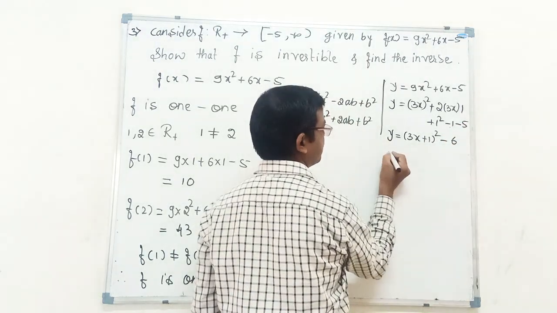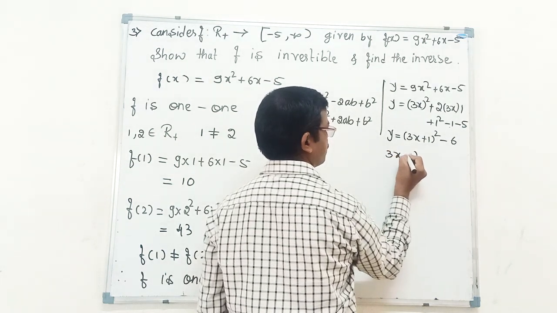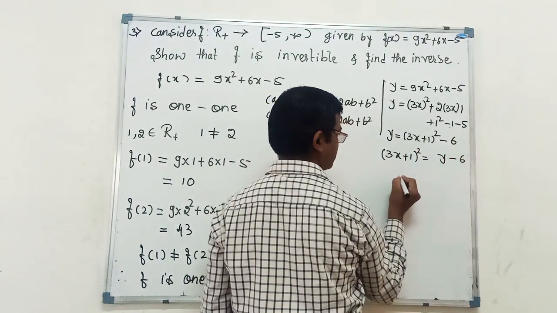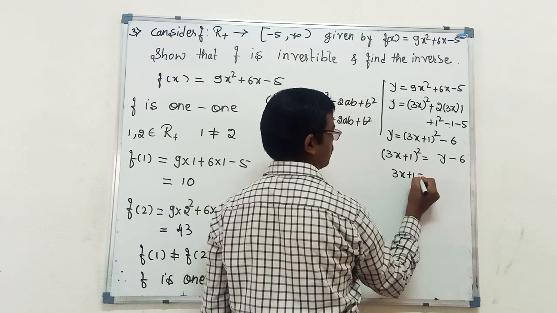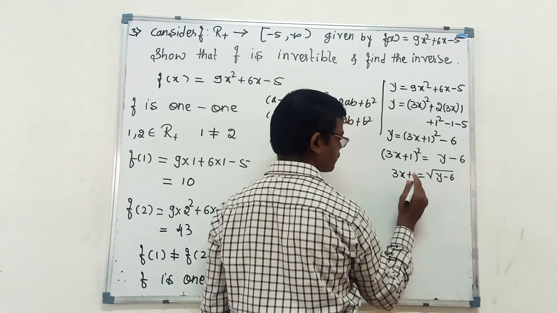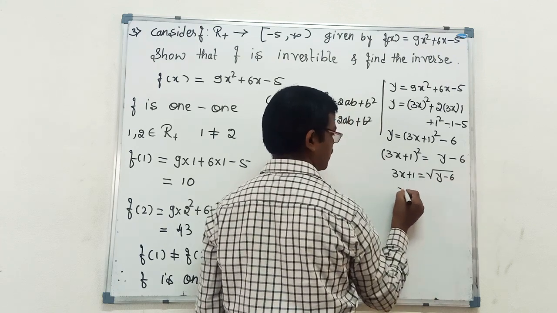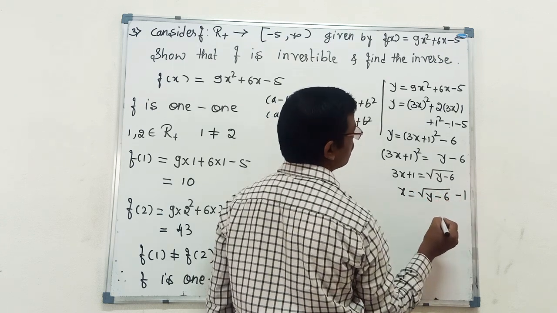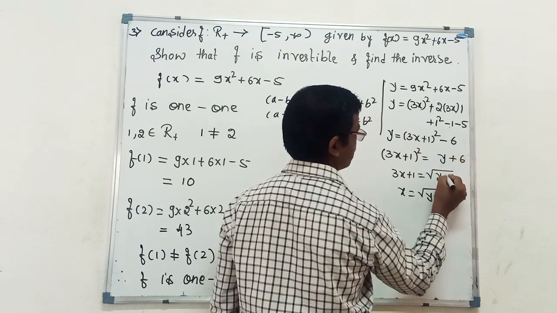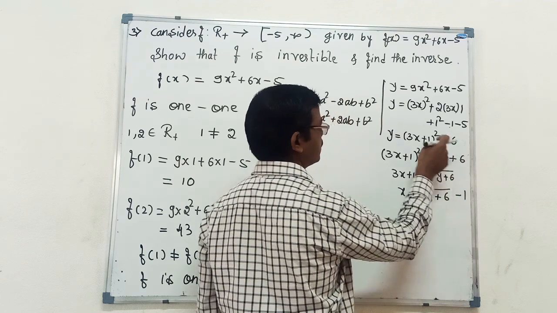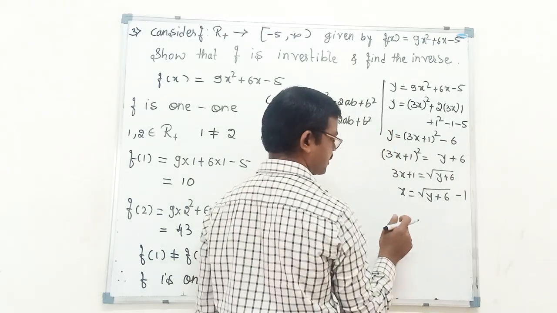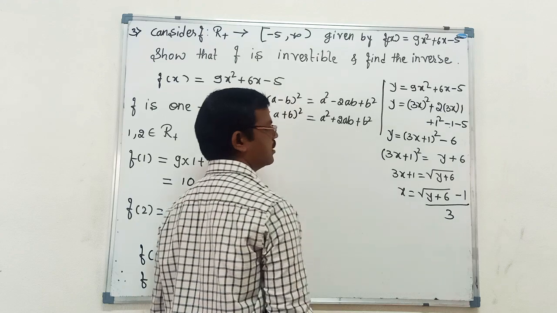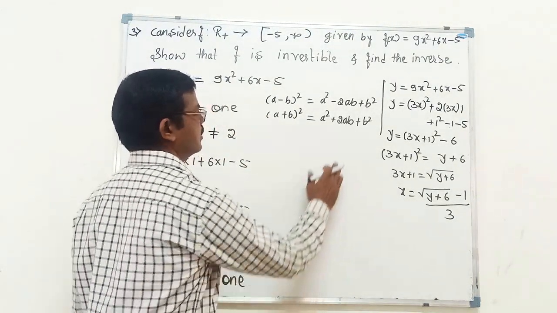Now we can easily convert. 3x plus 1 whole square is equal to, if you bring minus 6 to this side, y plus 6. So 3x plus 1 is equal to root of y plus 6. If you bring plus 1 to that side, x is equal to root of y plus 6 minus 1, divided by 3. So we have converted x in terms of y.